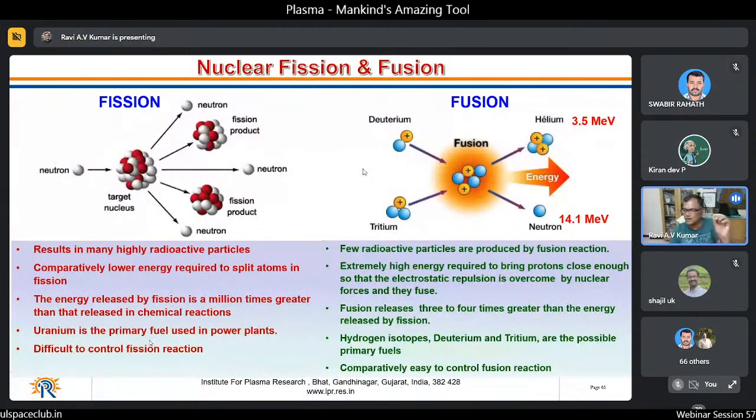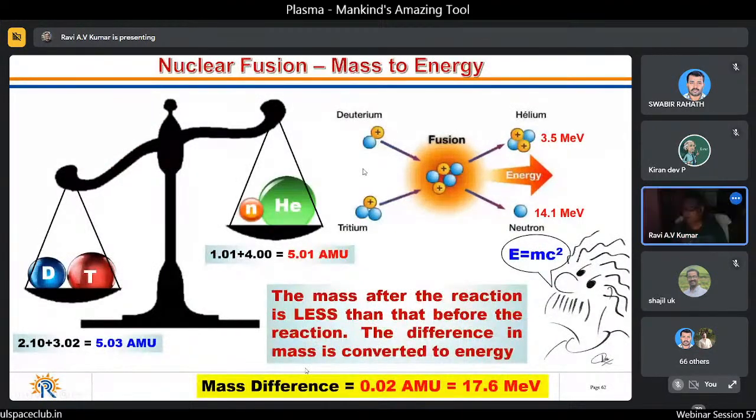So I'll just go through a simple explanation of what fusion is. Compared to fission and fusion, in one you have to break, in the other you have to join. And fusion is what happens in the sun. Our sun converts about 600 million tons of hydrogen to helium every second, and that produces plenty of energy. And this is going to be our future energy source.